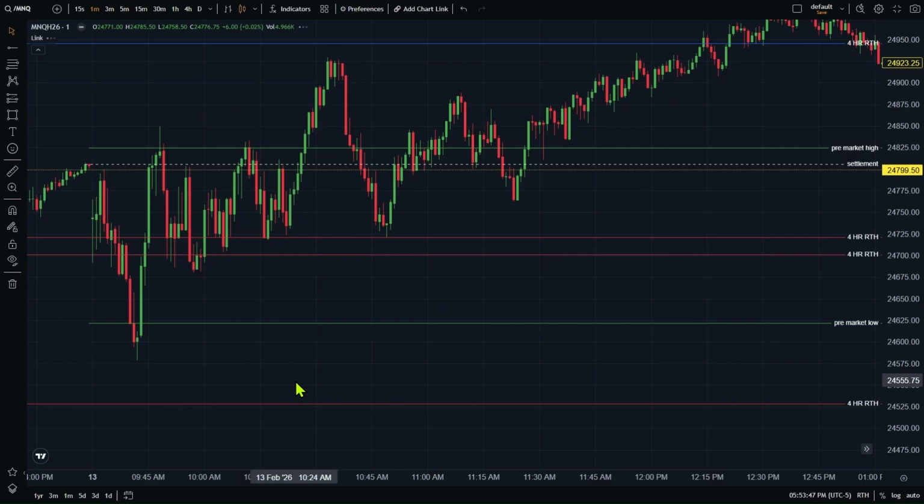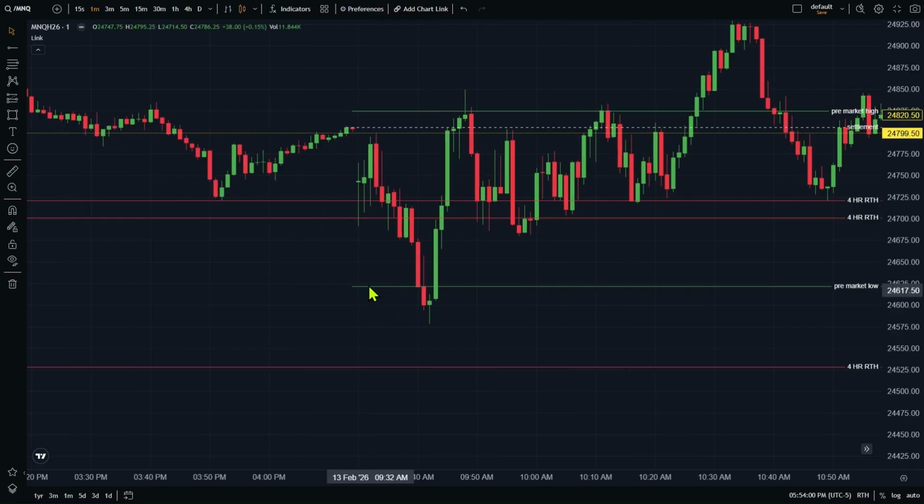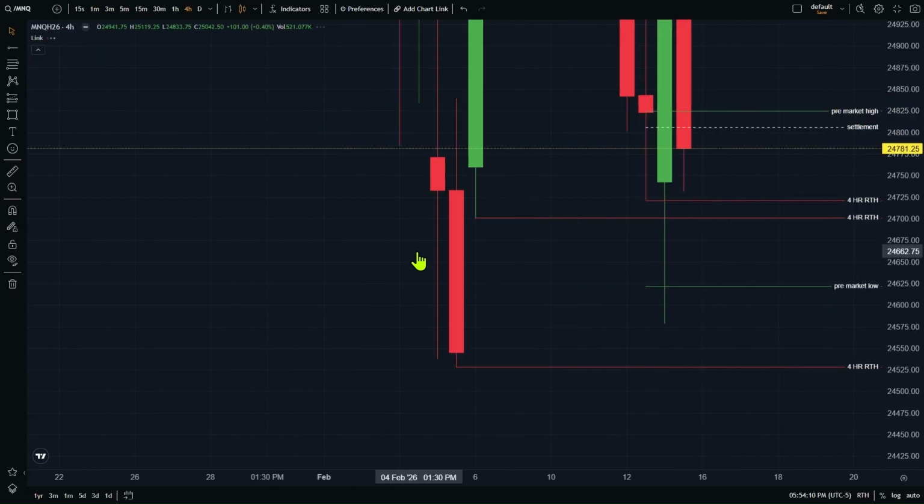So now we're back to just regular trading hours only. And you can see the market did push up almost to settlement. Didn't quite make it. That gives you an indication that we might. And then we push down here. We already opened below these 4 hour lows. I had two of them marked here, and they're no longer valid. I'll show you those real quick.